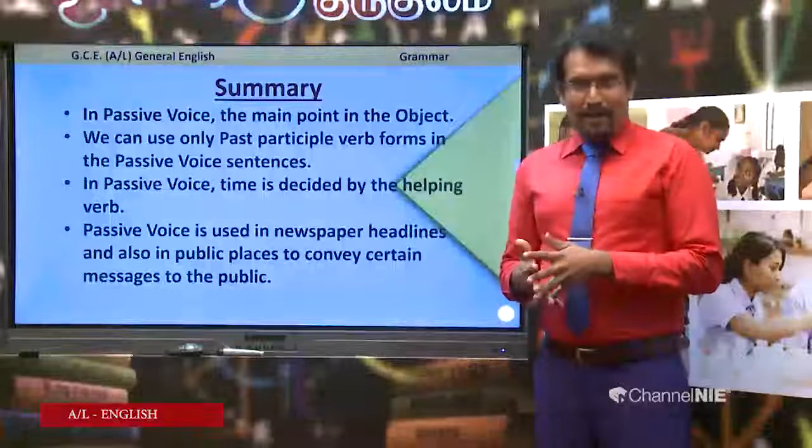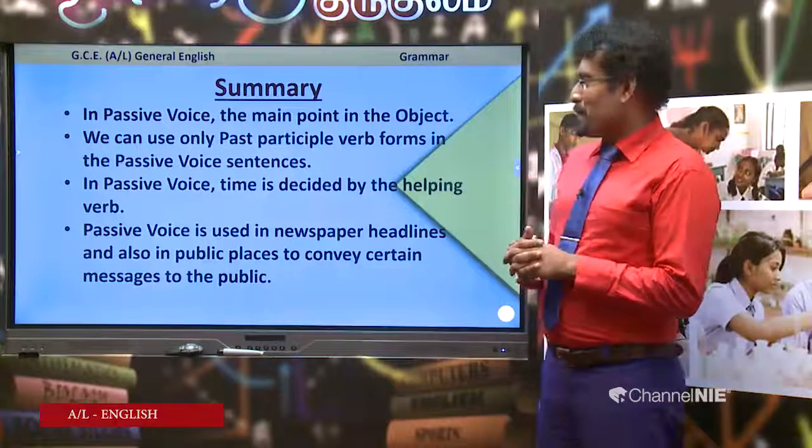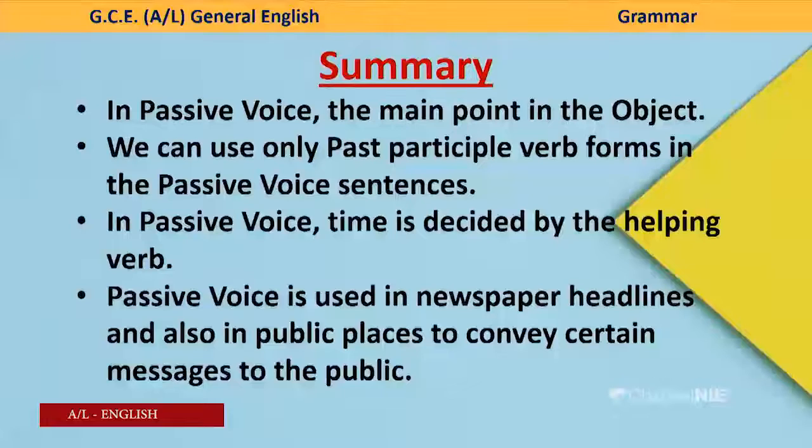So, let us look at the summary, what we learned today. In passive voice, the main point is the object. We can use only past participle verb forms in passive voice sentences. In passive voice, time is decided by the helping verb. Passive voice is used in newspaper headlines and also in public places to convey certain messages to the public.